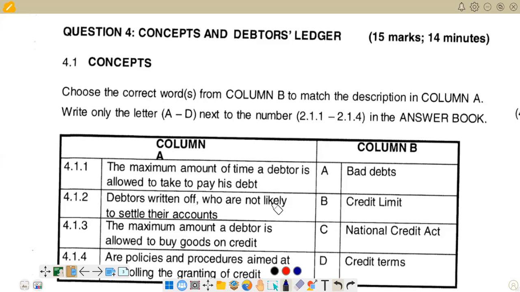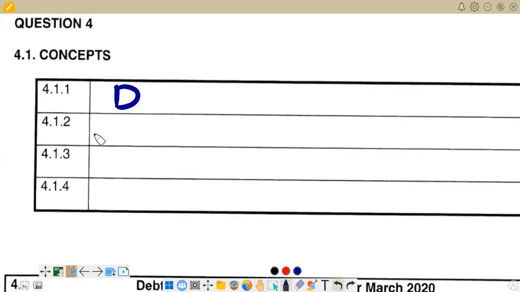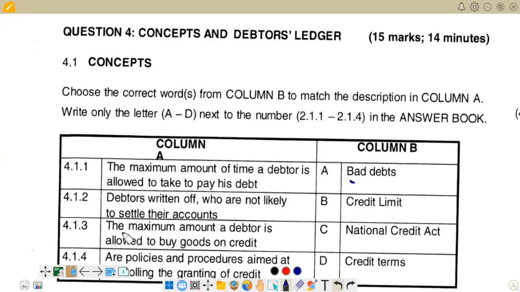So we saw the most appropriate term that is matching this explanation is A. We've got bad debt. So our 4.1.2, we are going to put our A there. So we are here, we put our A. So this is what we have. Then we got 4.1.3. It reads the maximum amount a debtor is allowed to buy goods on credit.